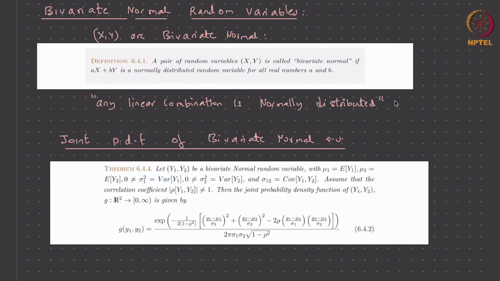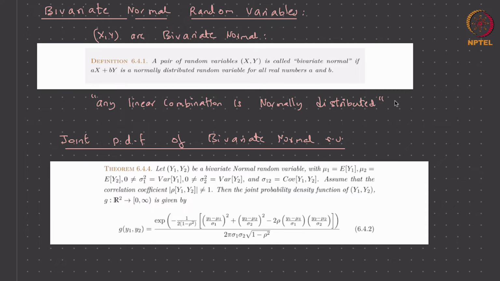So in this lecture, we will learn about bivariate normal random variables and understand the joint PDF for bivariate normal random variables. We've already seen till now that if X and Y are bivariate normal, that means any linear combination of them is normally distributed. So that's the definition of being bivariate normal.